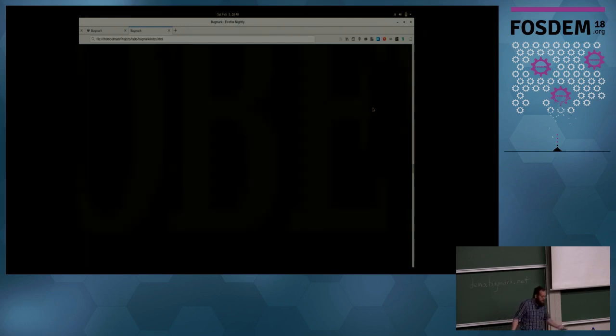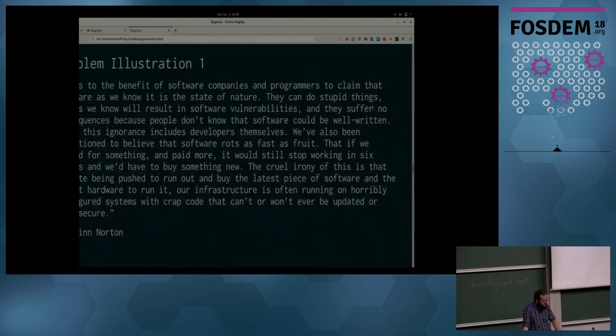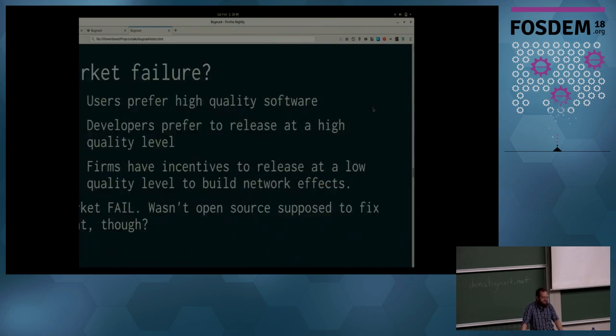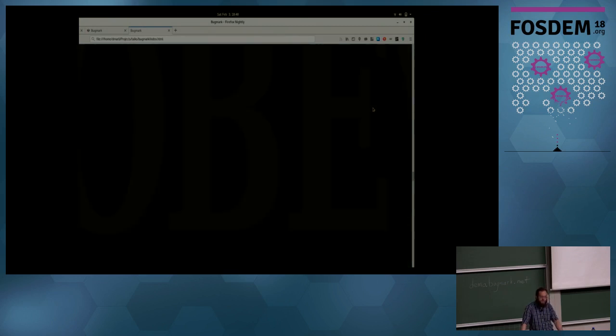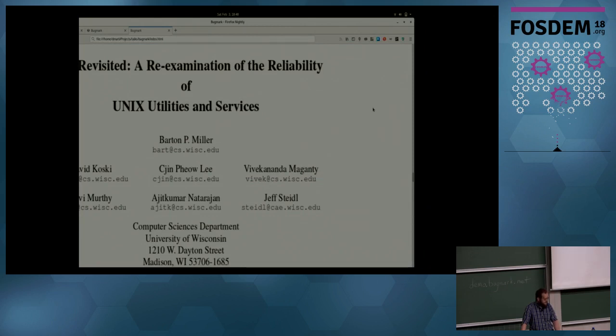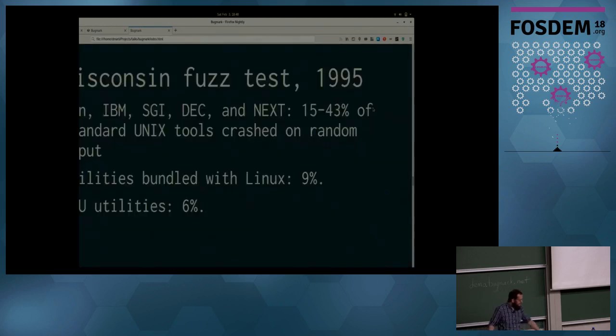Software quality problem. Why are we dealing with this now? Well, go back and read everything Quinn Norton has ever written, of course. We've been conditioned to believe that software rots as fast as fruit. Clearly, that's not sustainable. Clearly, we have a market failure. But wasn't open source originally supposed to fix all this? Anybody read the Fuzz Revisited paper from the 90s? This was a really interesting study.